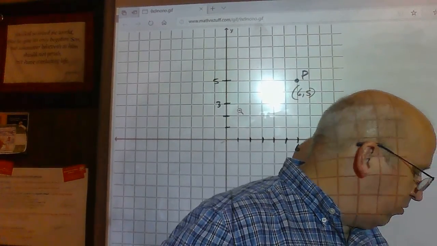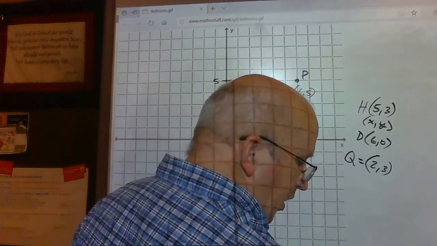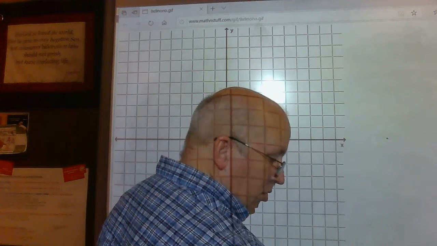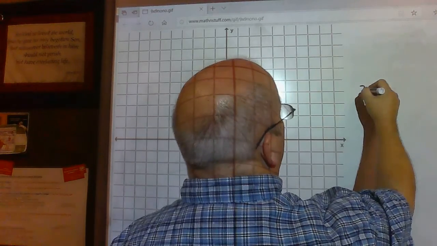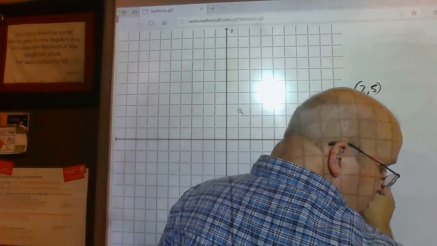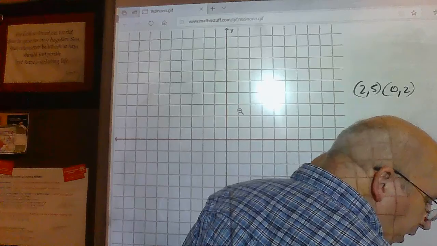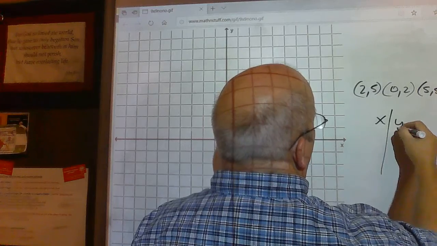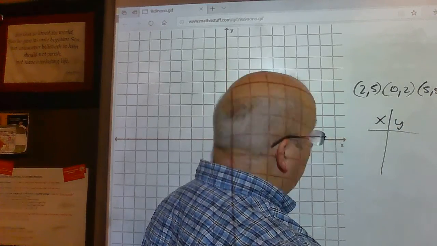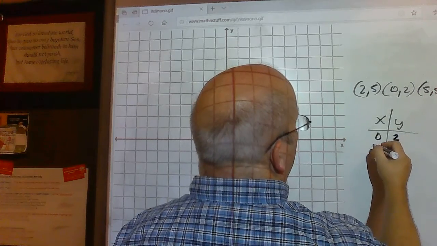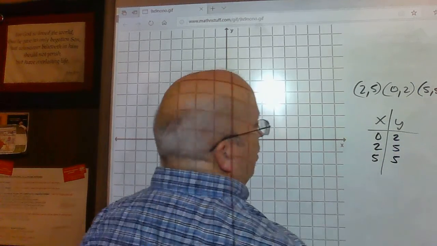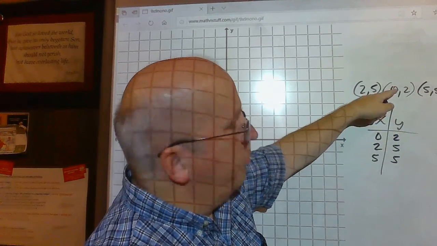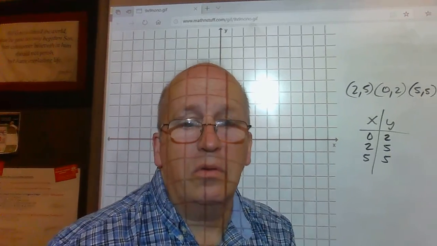Let's look at number 8. Express each relationship as a table, and then graph, and then determine the domain and the range. So, number 8. We've got these ordered pairs. We've got 2, 5. We've got 0, 2. And we've got 5, 5. I'm going to try to do this somewhat in order. So if I have my x and my y value, I'm starting my table. I use 0, 2 first, and then 2, 5, and then 5, 5, because I'm trying to do them in order based on the x values, right?